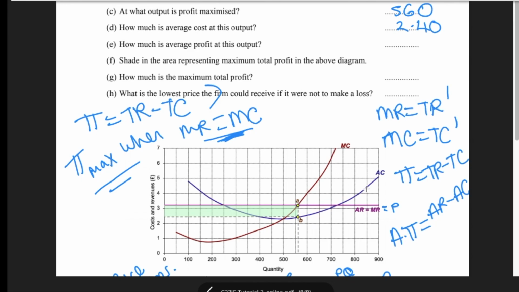Bearing in mind, you've told me what average revenue is. Actually, you haven't. You told me what average cost is, but you can read off what average revenue is and then just subtract them. So you've told me average cost is 240. What was average revenue at 560? What roughly was average revenue? So what's this roughly?